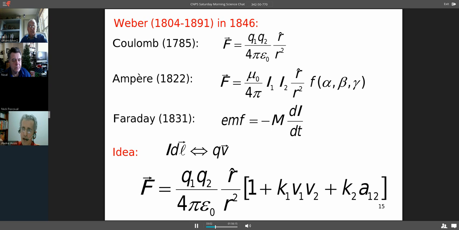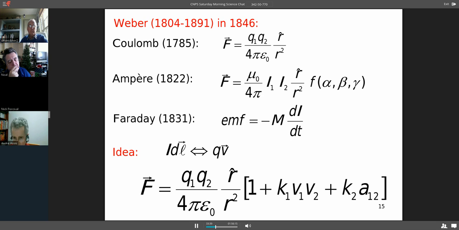If current is charge in motion, then Faraday's law of induction says that when you change the current in the primary circuit, you induce a current in the secondary. So microscopically, if current is charge in motion, when you change the current, you mean that you are accelerating the charge in the primary circuit. So the force in the secondary circuit should depend on this relative acceleration. This was the origin for the third term in Weber's law. So this was his main idea, 20 years before Maxwell.